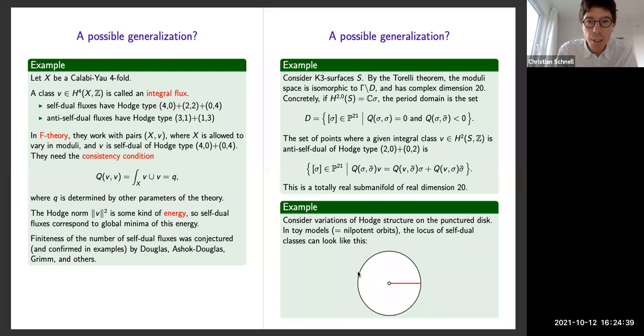Another kind of thing that can happen is something like this. If I look at variations of Hodge structure just on the punctured disk, there are some toy models, some simple linear algebra gadgets that you can write down that give you variations of Hodge structure. They're called nilpotent orbits. And for those, people in Hodge theory know how to compute everything, so you can just compute what these loci look like. And you can get things that look like this. On the punctured disk, you can get the positive real axis. That can be the set of points where some class is self-dual. Again, very much not an algebraic subset.